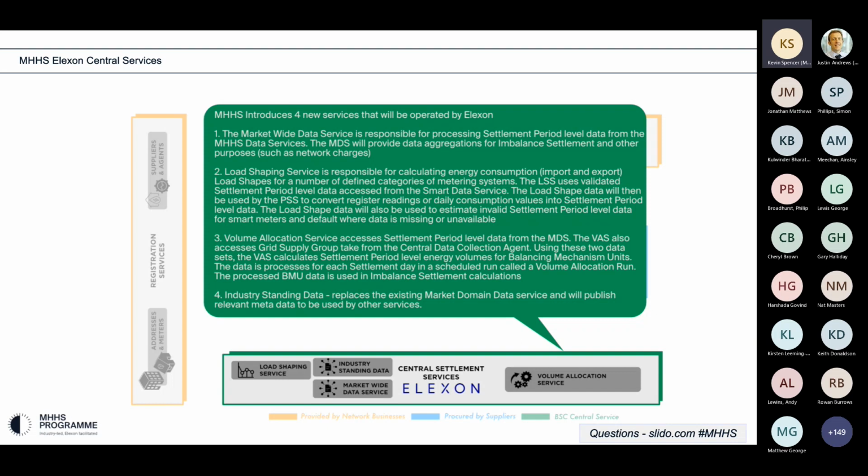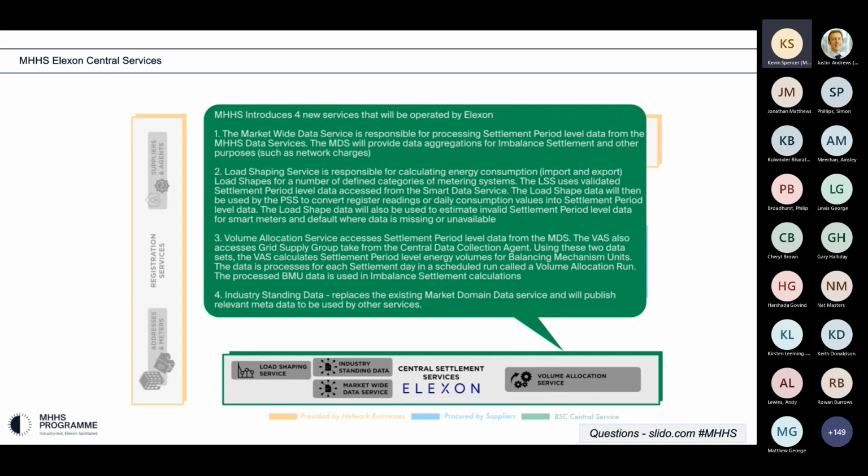And the volume allocation service will then calculate a couple of group correction factors, one for import and one for export. And then those factors will be applied to each supplier's BM units, such that when you add everything up, the total of the supplier's consumption within the DSP group will be equal to that group take that's been provided by the CDCA.